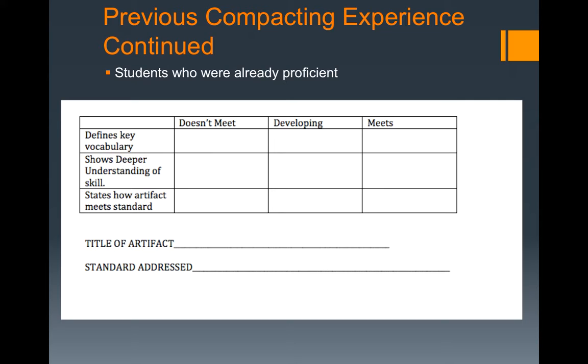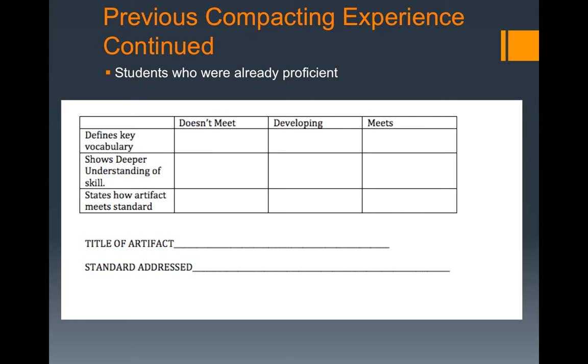So if we were working on author's purpose, for example, they could choose what they were doing for the reading. They could read what the general class was reading, they could choose their independent reading book, or they could choose some other short stories from recommendation. And then after they did their reading, they would create their own artifact based on the rubric here.